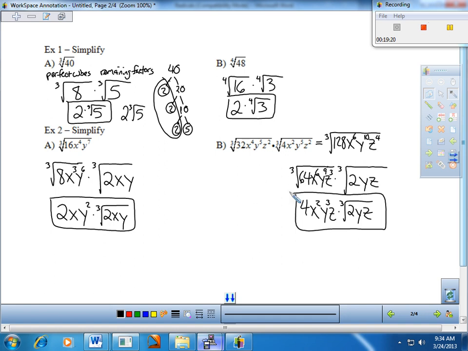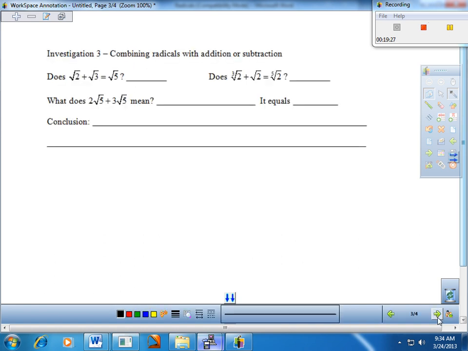Great. Good, good, good. Let's keep it going. I have an investigation here that kind of leads us into our last operations. Hey, just addition and subtraction. What works numerically? What doesn't work numerically? Let's just make sure we see what this means and how this plays out.